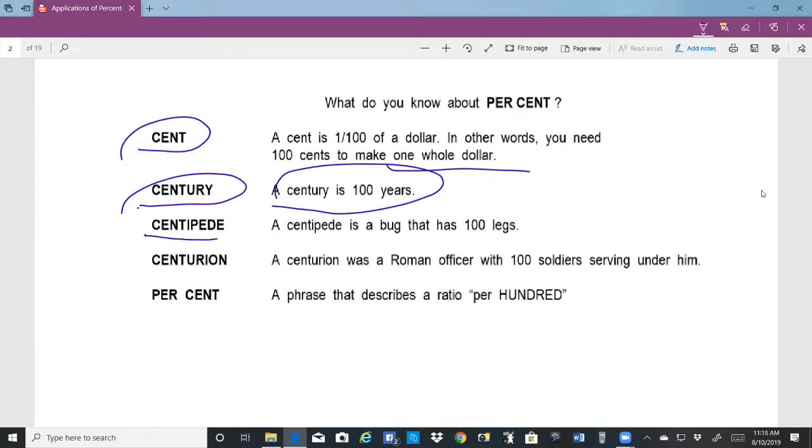I remember seeing centipedes down in South Georgia where I grew up. A centipede is a bug that has 100 legs. If you studied Roman history, you probably have heard the term centurion. A centurion was a Roman officer with 100 soldiers serving under him. And then, of course, percent is a phrase that describes a ratio per 100.